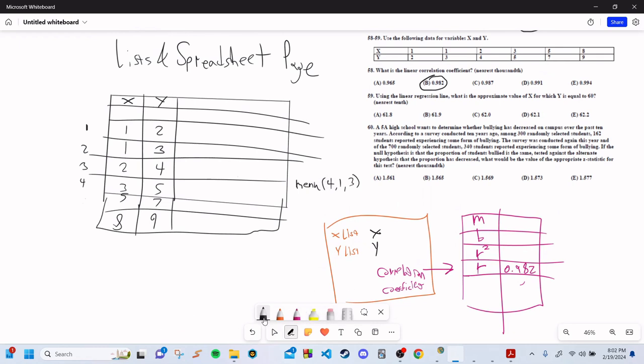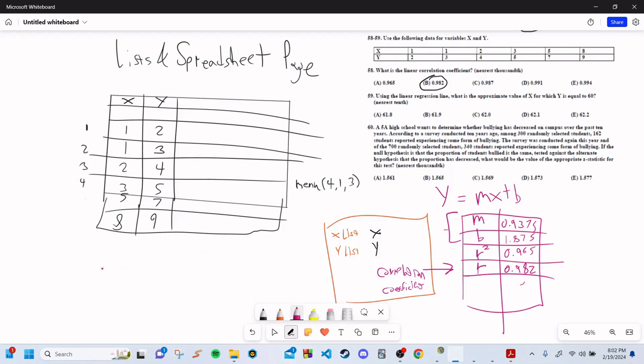And then, still staying with this, question 59. Using the linear regression line, what's the approximate value of x for which y is equal to 60? So here's where this other information comes into play. So specifically, the m and the b, because remember, this gives you your linear equation slope-intercept form. So y equals mx plus b.